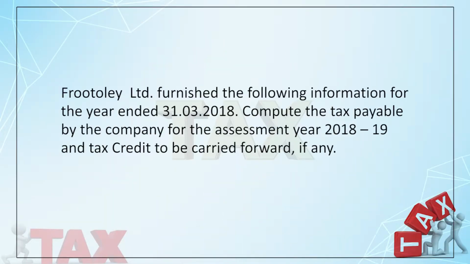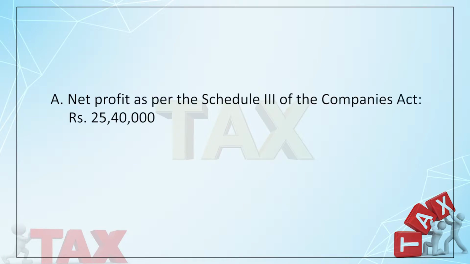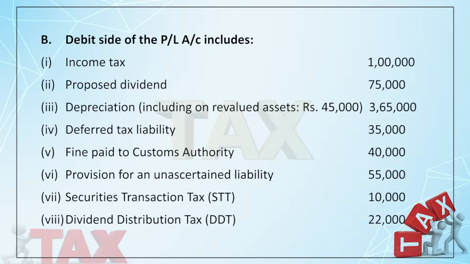Suppose we have considered the information of Fruit-Relay Company for the year ended 31st March 2018. The net profit as per statement of profit and loss is 25,40,000, and certain items which have been debited to the statement of profit and loss are income tax, proposed dividend, depreciation, deferred tax liability, fine paid to customs authority, provision for an unascertained liability, Securities Transaction Tax and dividend distribution tax. So these items have been debited to the statement of profit and loss.